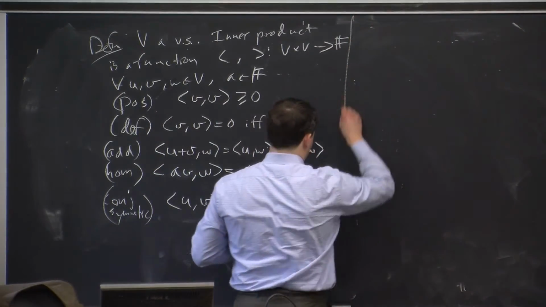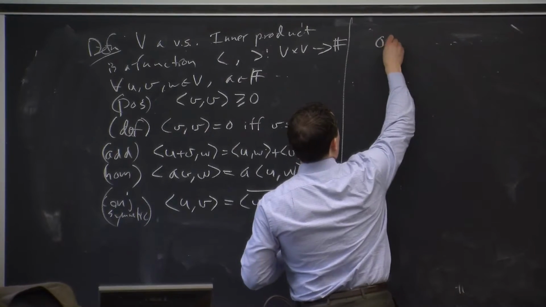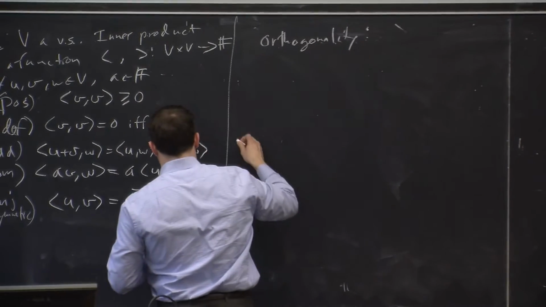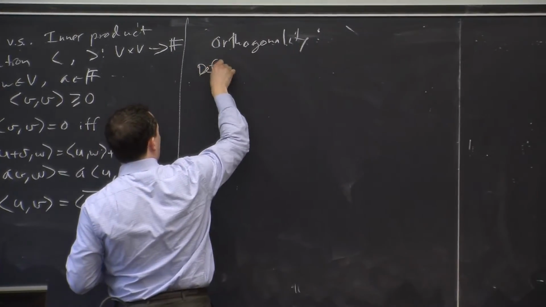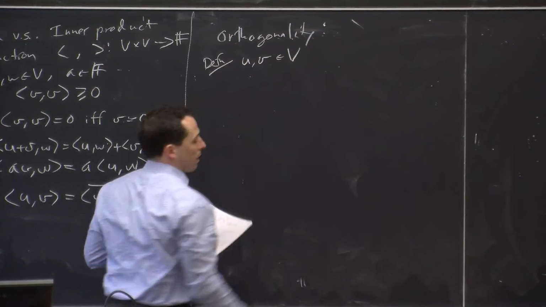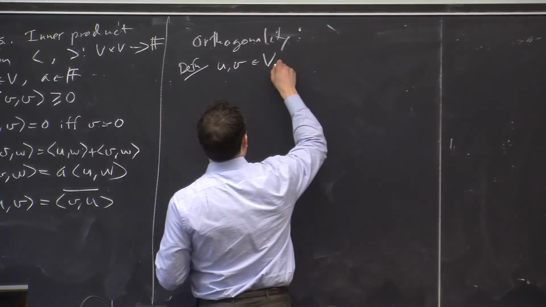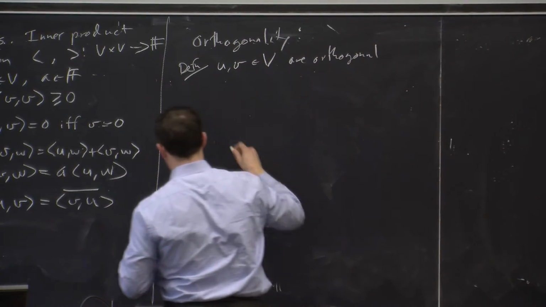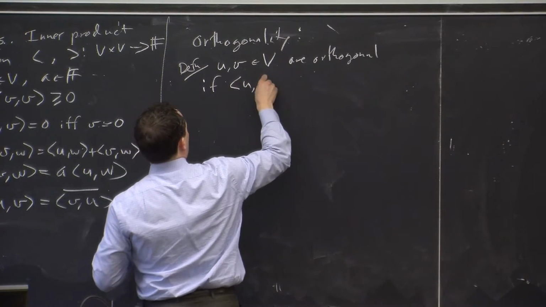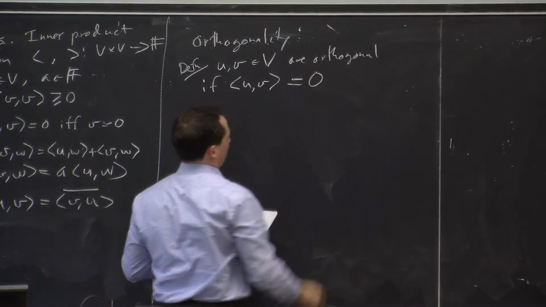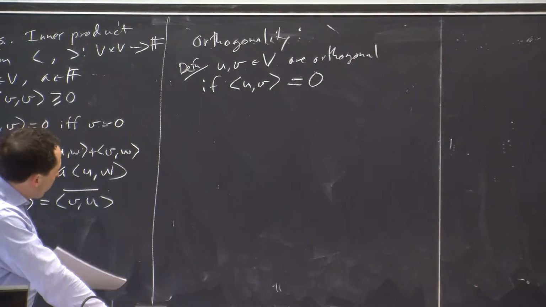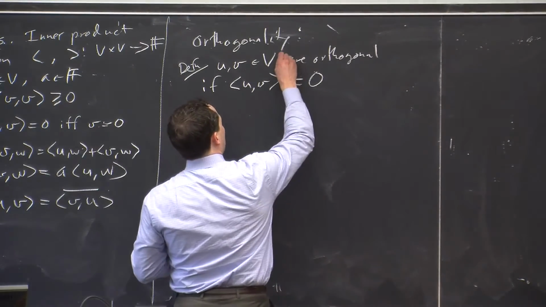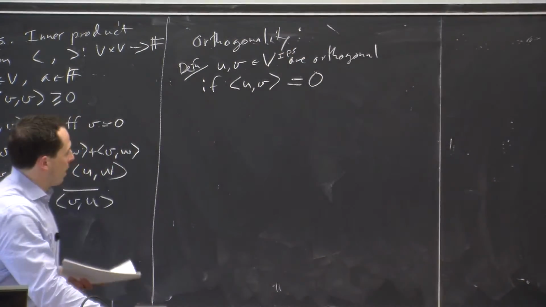And we went on to use that to define the notion of orthogonality. u and v in an inner product space V are orthogonal if the inner product <u, v> is equal to 0. Of course, the notion of orthogonality doesn't make sense unless I have an inner product. So only in an inner product space can I talk about that.